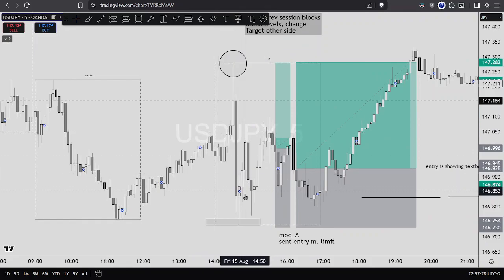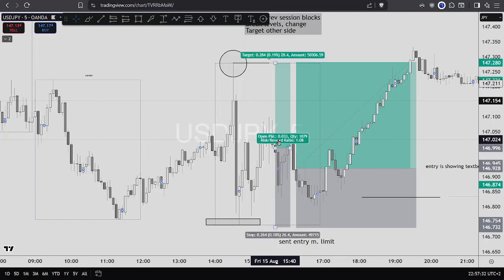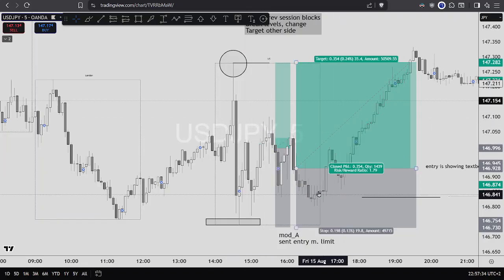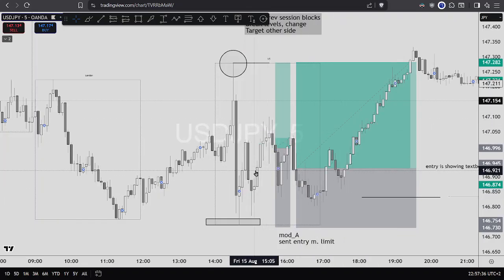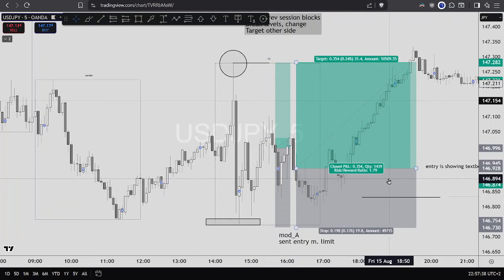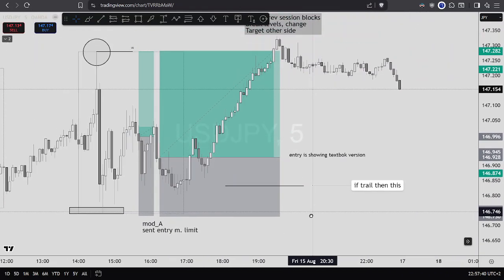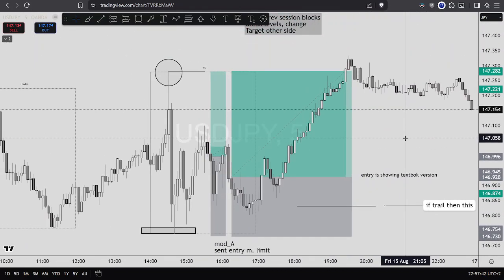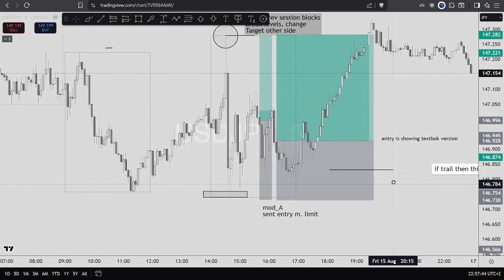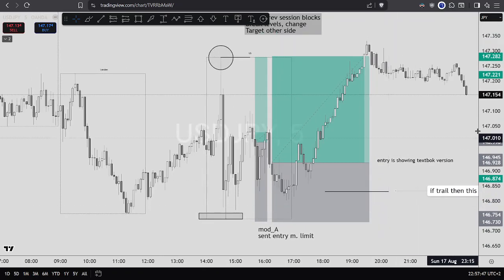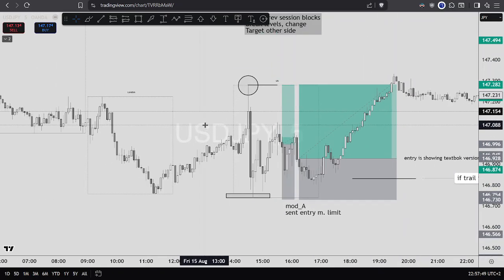So it's a sweep, price formation, confirmation with change, and entry within the imbalance, and at this time it was 1.8, and entry is textbook, yeah, exactly. And yeah, this looks cool. This was the dollar yen on M5.